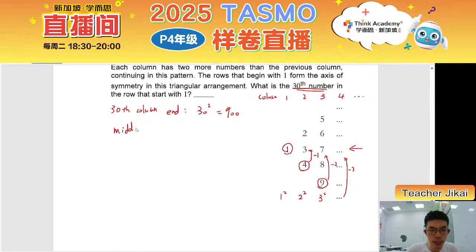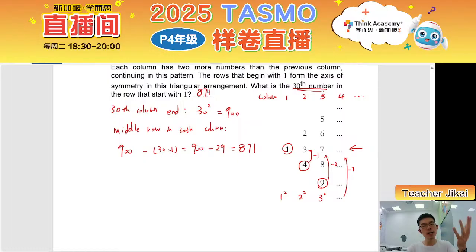So the middle row in the 30th column will be 900, which is at the end, and we minus 30 minus 1. So it is 900 minus 29, so it is 871. The answer here is 871. So once you find the pattern, it is super easy. This question is not that hard. You get the pattern, you find how we can get the number we want, and then you just do the calculation. Not that hard.